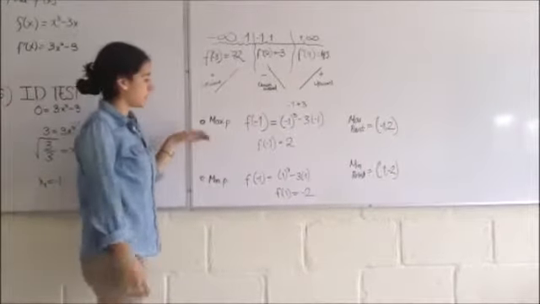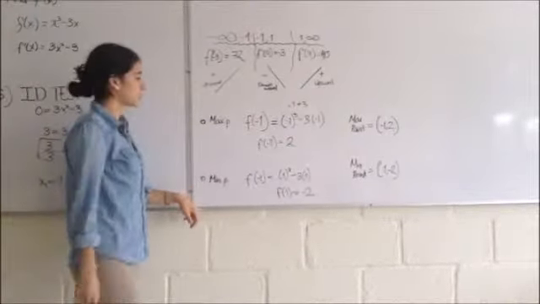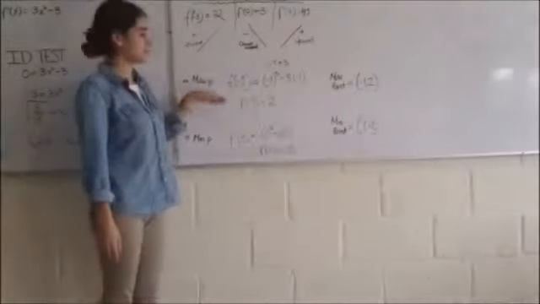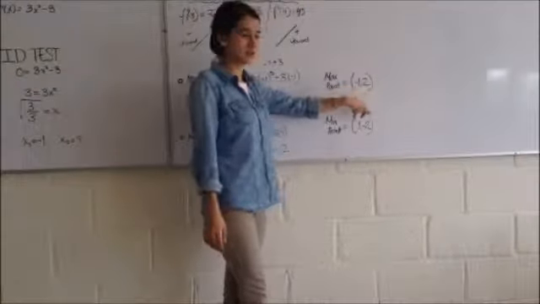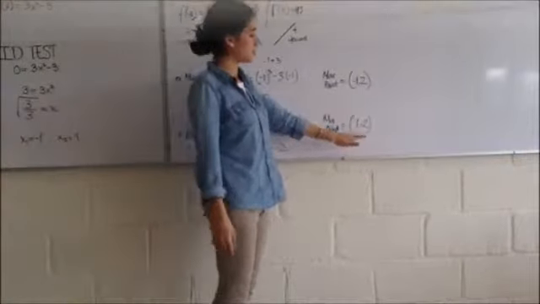In order to obtain the maximum and minimum points, we substitute these two values in the original function. So the maximum point is (minus 1, 2), and the minimum point is (1, minus 2).